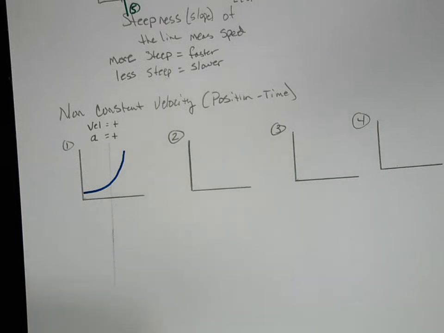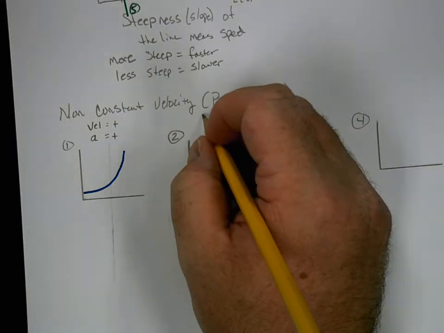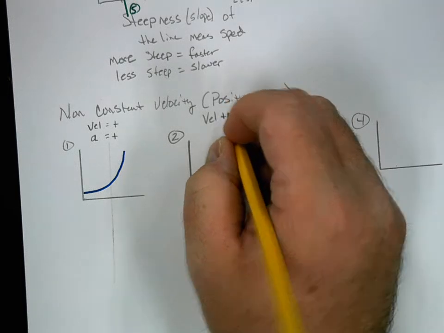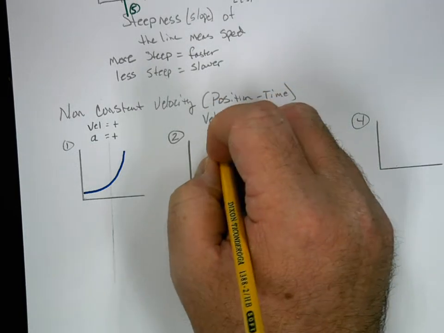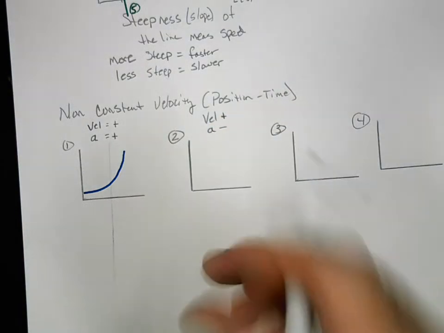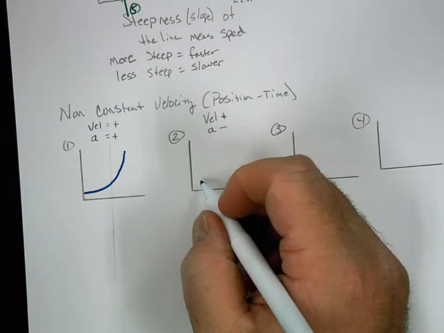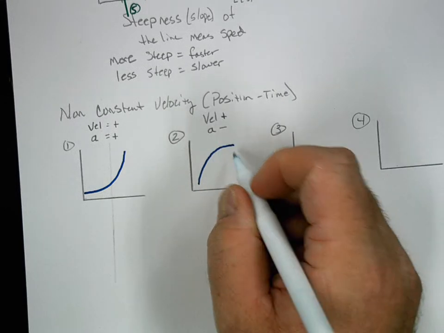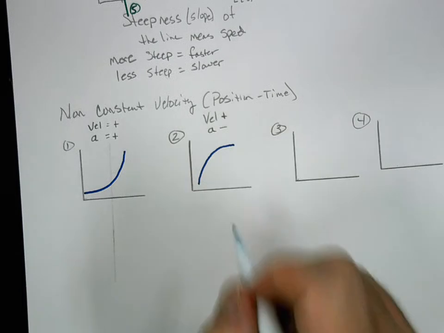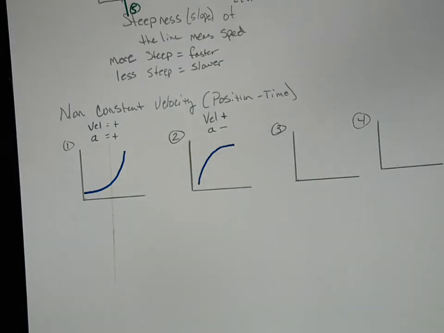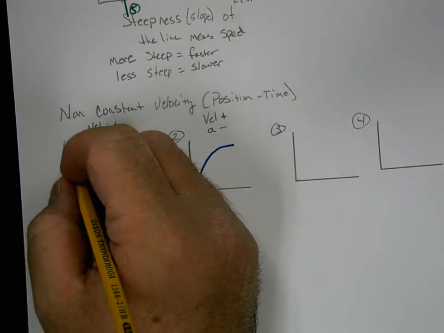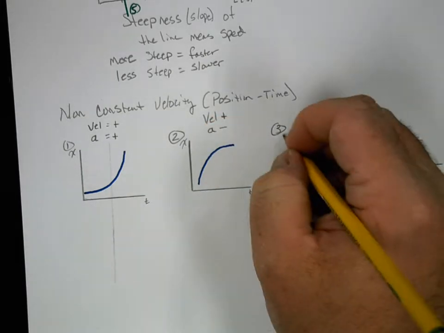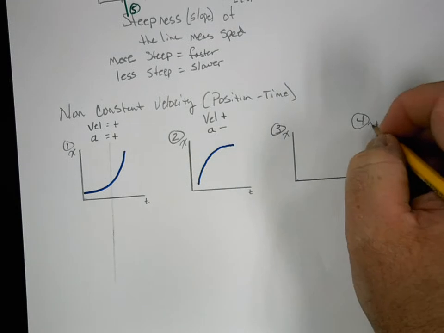Then our next condition was if velocity was positive and acceleration was negative, that means we're going to start going up, but we're going to slow down because these are opposite to each other, and slowing down means that we're changing our position at a slower rate as we go, and our graph looks like that. Mind you, all of these are position versus time.